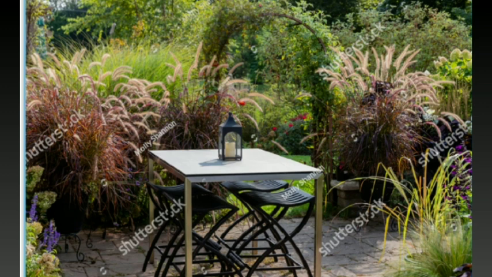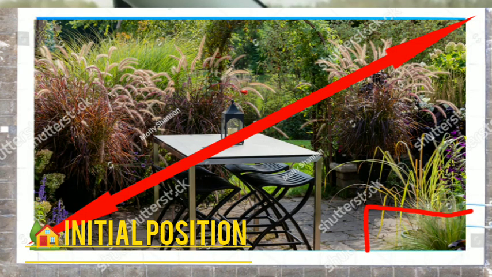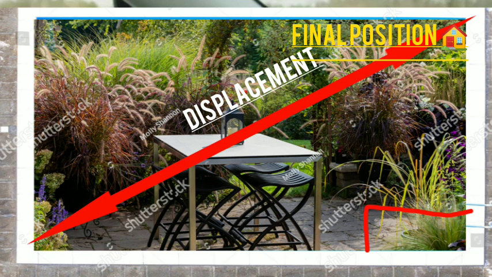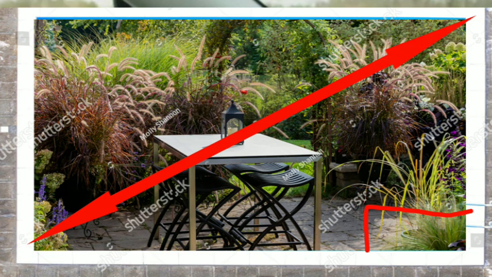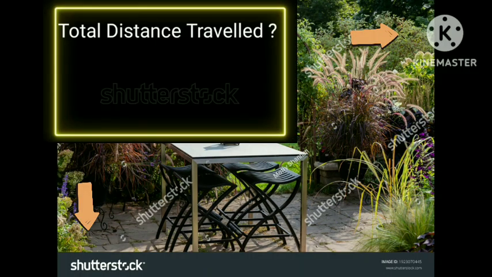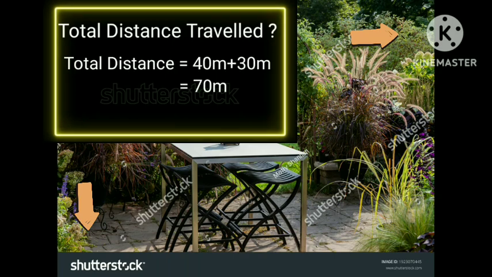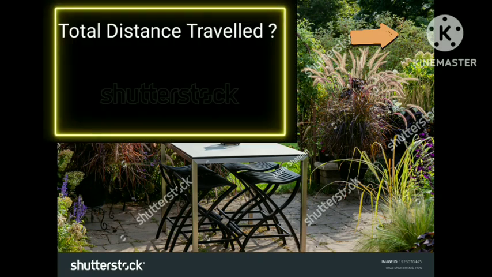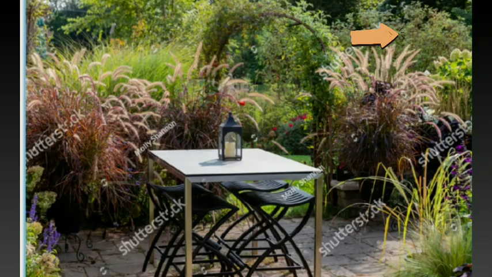Now how will you calculate displacement? Displacement is defined as the shortest distance from the initial to the final position. Your initial position is your house and your final position is your friend's house. So, what is the shortest distance? That is right. It is going to be a straight line from here to here. So, how do you calculate the displacement? Again, you can use the long measuring tape like this.